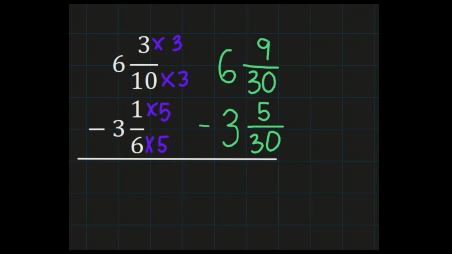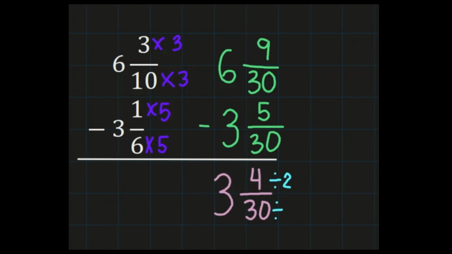Now that I have common denominators, I can subtract my numerators. 9 minus 5 is 4. My denominator of 30 remains the same. And then I have 6 minus 3. I can subtract my whole numbers. 6 minus 3 is 3. So at this point, I have 3 and 4/30, but 4/30 can be simplified, and so I need to do so.